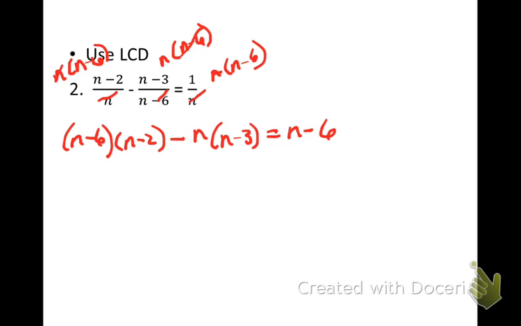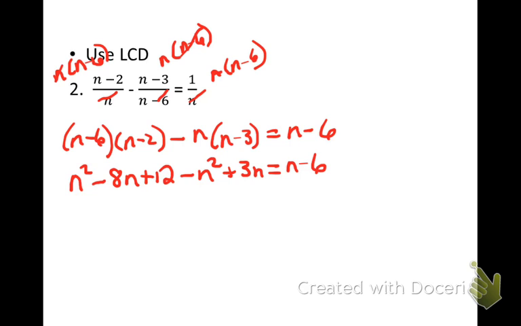Using the FOIL method here, I'm going to get n squared. Minus 2 minus 6 would be minus 8n. Negative 6 times negative 2 would be plus 12. Here I'm going to distribute a negative n, so I get negative n squared plus 3n equals n minus 6. I'm going to simplify. N squared minus n squared is gone. Negative 8n plus 3n would be negative 5n plus 12 equals n minus 6.